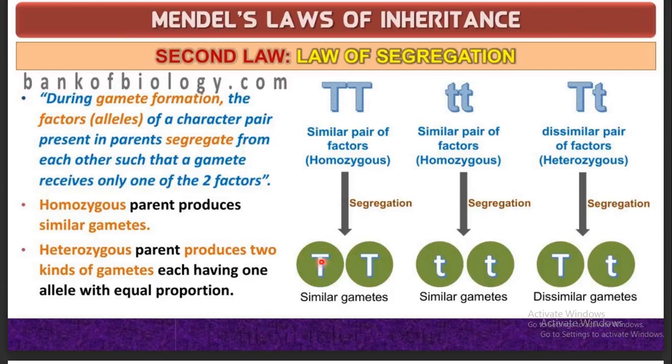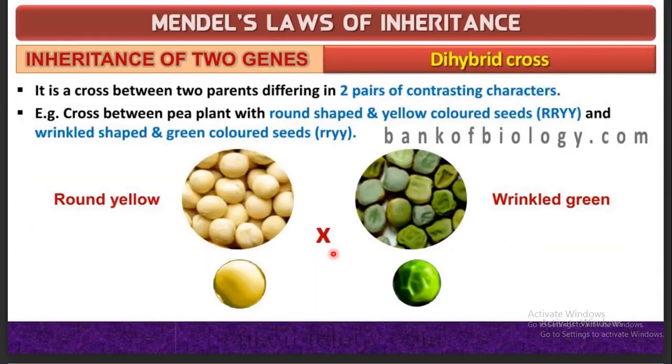So if the parent is homozygous, the gametes also similarly produce similar gametes. If the parent is heterozygous, they produce dissimilar gametes. This is the concept of law of segregation. So one allele in equal proportion, each gamete will get one allele. Okay, the next concept is dihybrid cross.